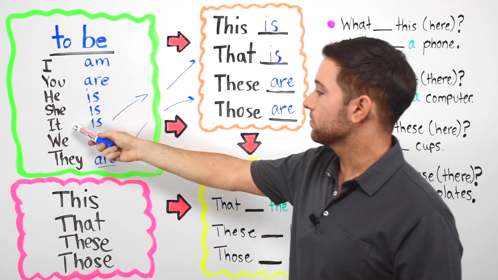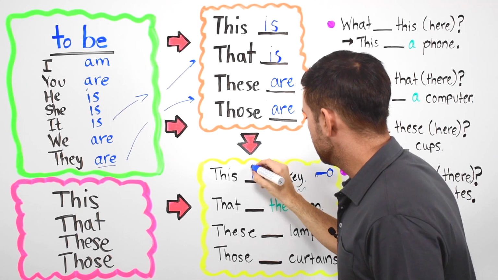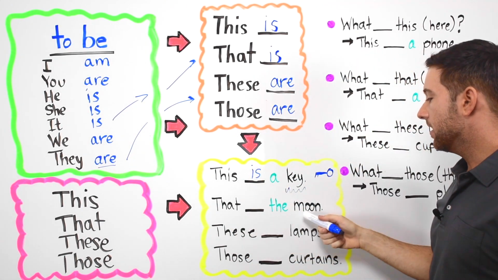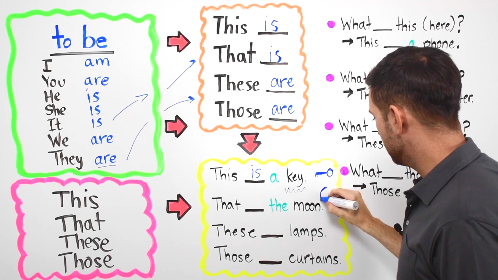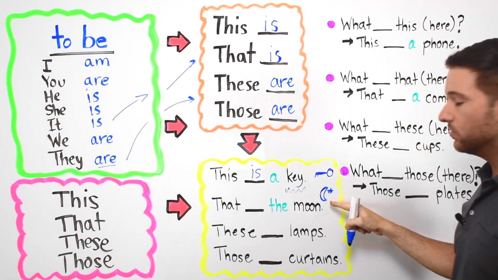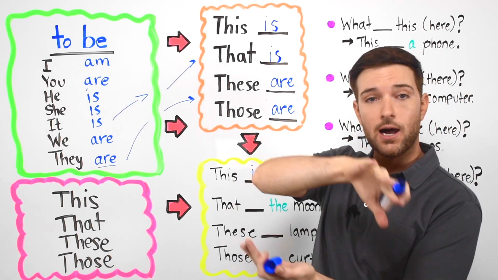So we're going to say this blank a key, this is a key. Okay, from the third person singular, it is. This is a key. Next we have that blank the moon. Okay, and you know what the moon is? The moon is up in the sky. Okay, so this is the moon right here. And what's the opposite of the moon, right?